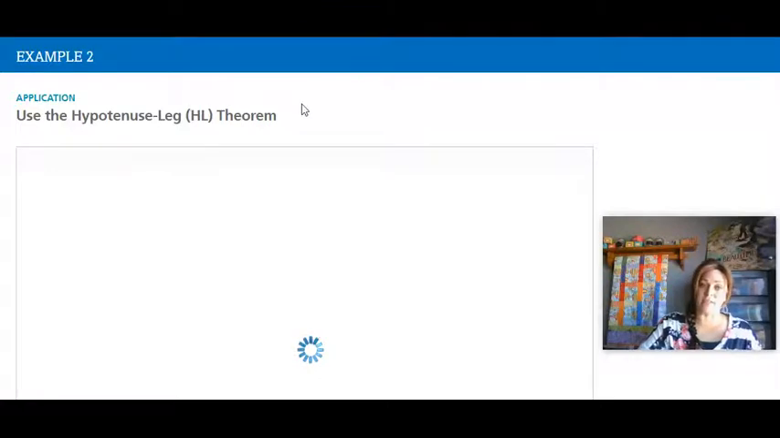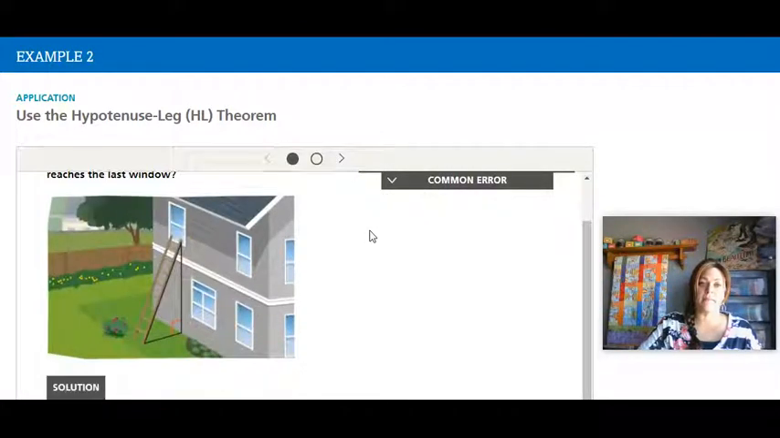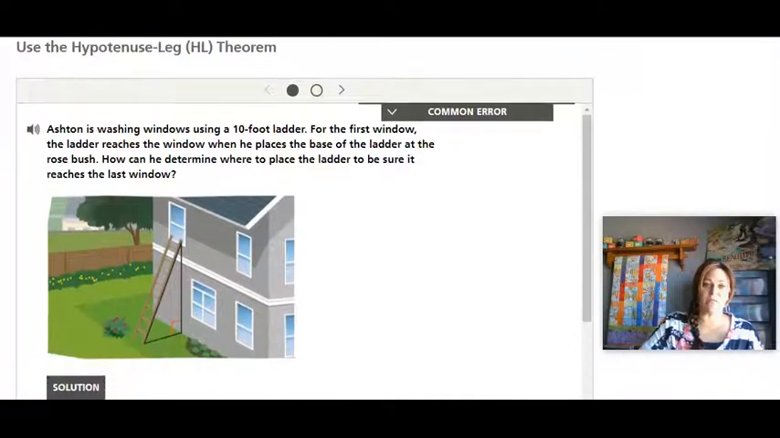Here, let's use this theorem. It says Ashton is washing windows, and so there's this little right triangle right here. Notice it's a right triangle, and he has a 10-foot ladder. So that hypotenuse is not changing. The ladder length is not going to change. So it says, how can you determine where to place the ladder to be sure it reaches the last window? So this height, straight up and down, has to be the same as this height right here.